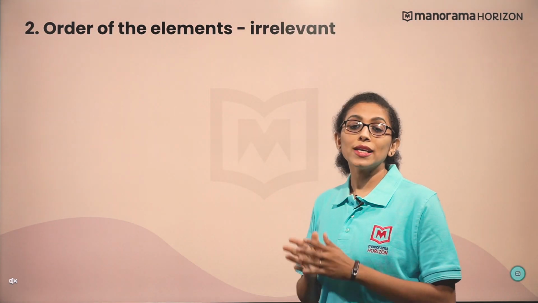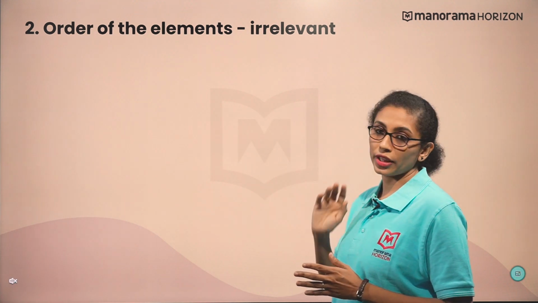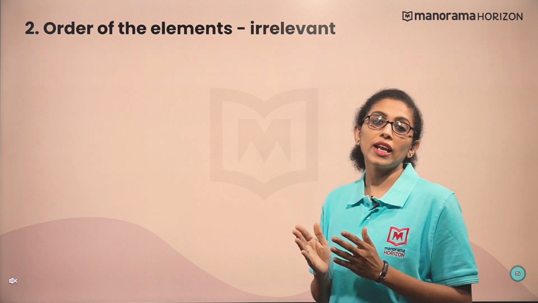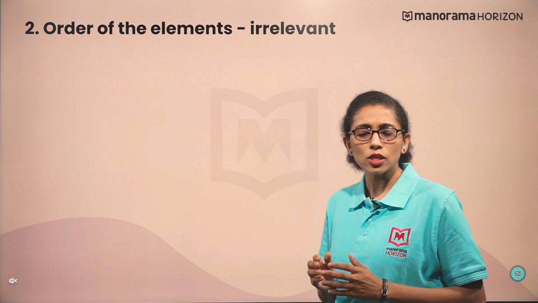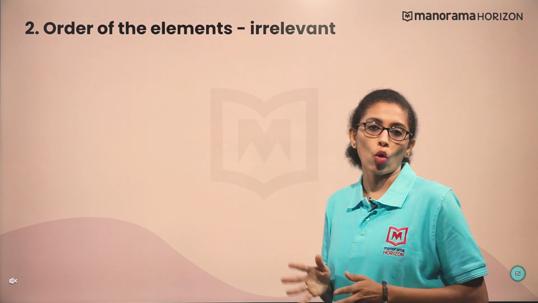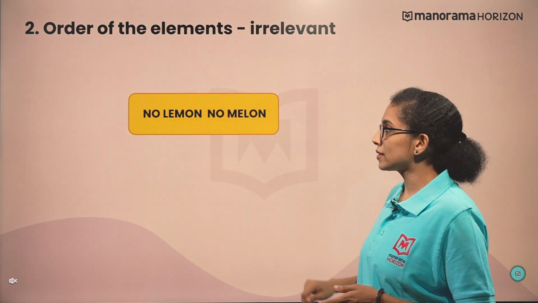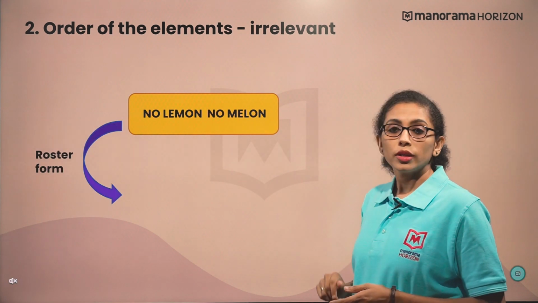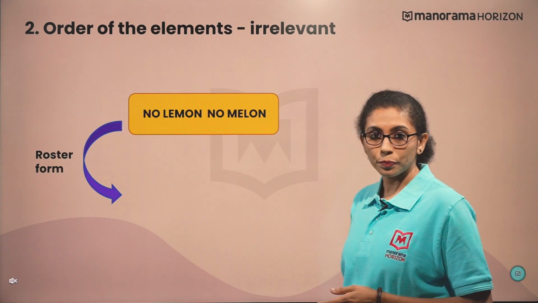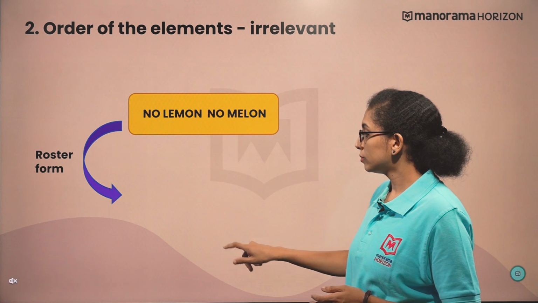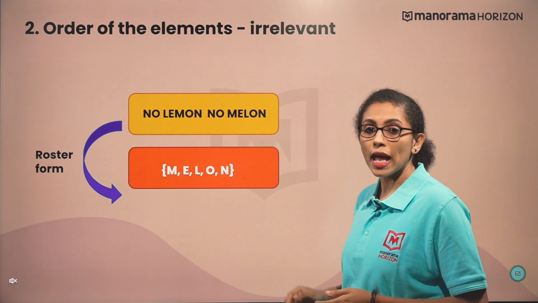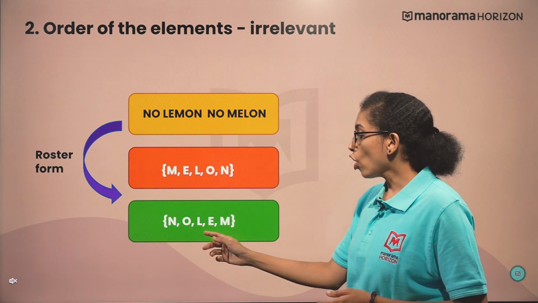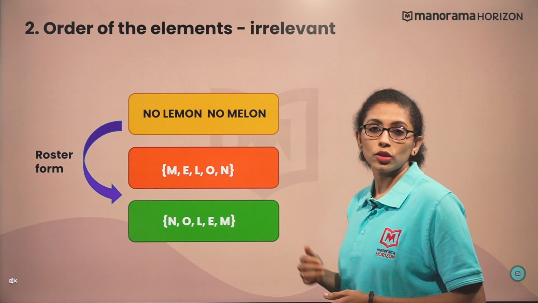Second thing to be noted is about the order of the elements. The order in which the elements are listed is irrelevant or insignificant. That means one can put down the elements in any order. Taking the same example, no lemon, no melon. Its roster form can be written in other ways. Set {M, E, L, O, N} is one way. Set {N, O, L, E, M} is another way.